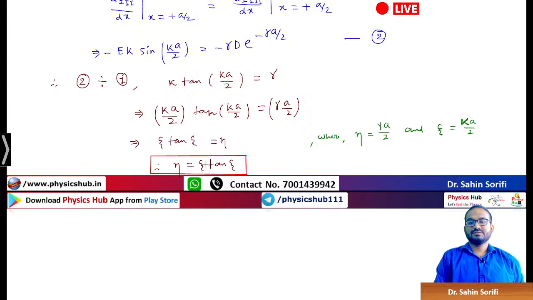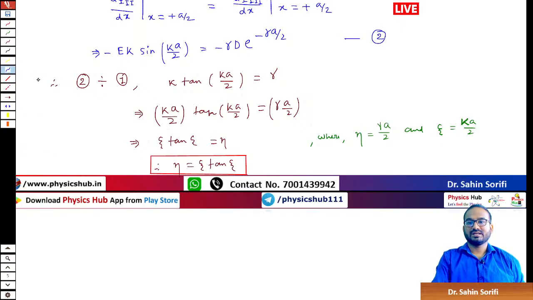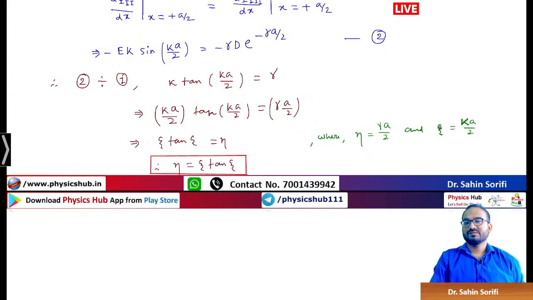Now eta is equal to xi tan xi, and as you can see from here, eta is equal to gamma a by 2, xi is equal to ka by 2. So we can write eta square plus xi square is equal to the square of these two added. So a by 2 is common: a square by 4 times gamma square plus k square.